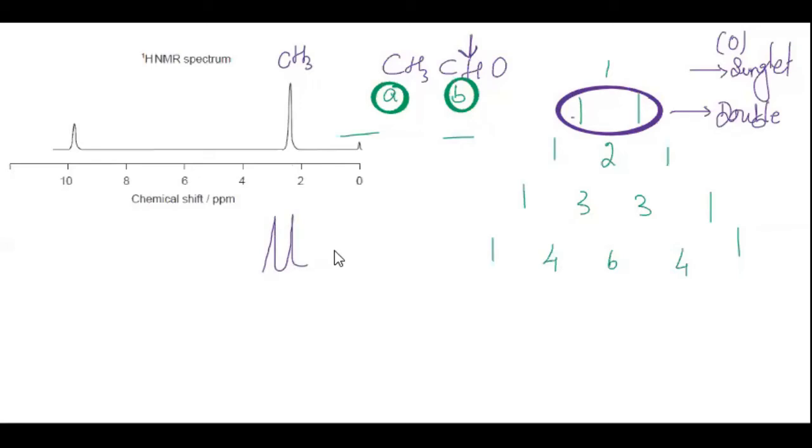Okay. Next, this will correspond to a triplet. A, which is CH3, has 1 hydrogen as its neighbor.